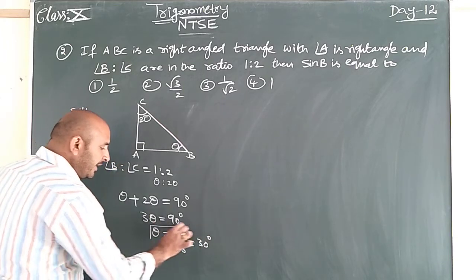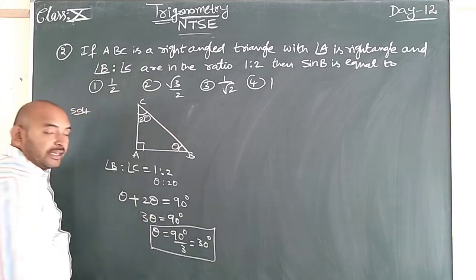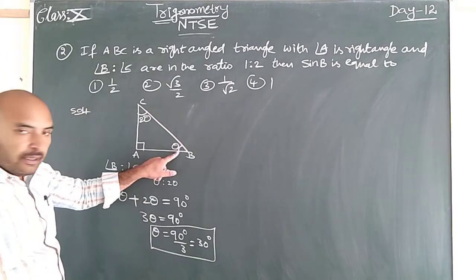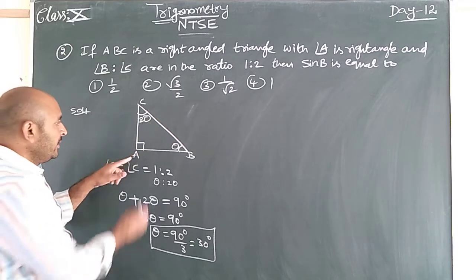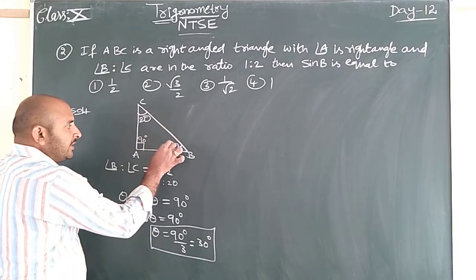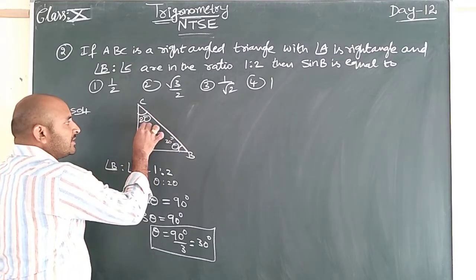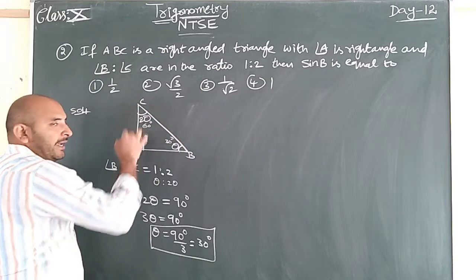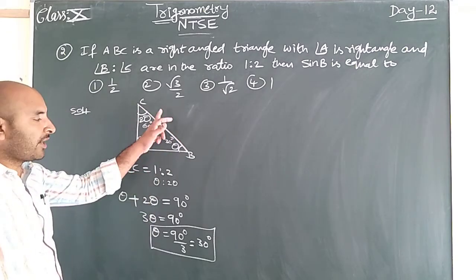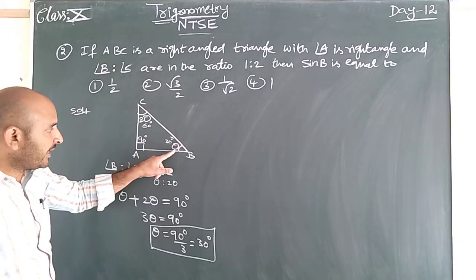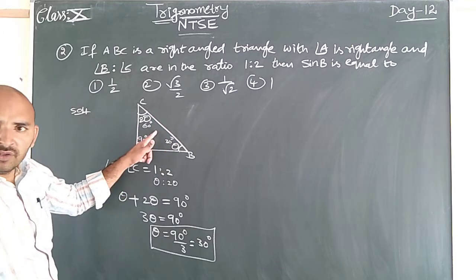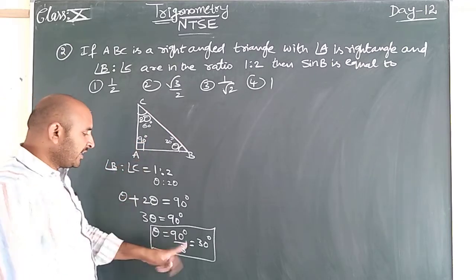Theta value is 30 degrees. So angle B is 30, and 2 theta value is how much? 60 degrees. This is clearly 90 degrees, this is 30 degrees, this is 60 degrees. So the sum of all angles in the triangle is 90 plus 90, 180 degrees. When theta is 30 degrees, 2 theta is 60 degrees.